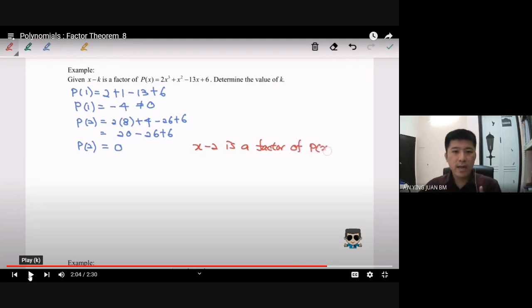Take note. Format ini. Nampak tak saya buat trial and error. So whenever saya substitute, then saya dapat 0 means that 2 is a zeros. Nanti kita akan bincang dengan detail. 2 is a zeros. X minus 2 is a factor. So dengan itu kita boleh compare. Kita boleh tahu lah k is equals to 2.